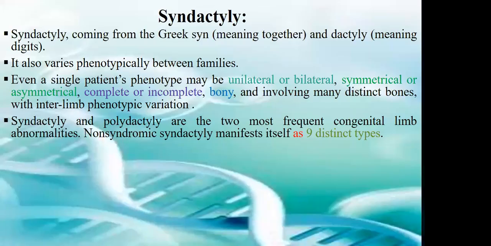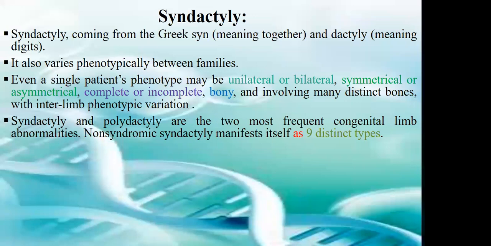So now we are discussing syndactyly. The word syndactyly means syn, together, and dactyly, digit. When two fingers come together, this is the type of syndactyly. This type of malformation of the fingers has different varieties, depending upon the phenotypical appearance of the fingers between families.